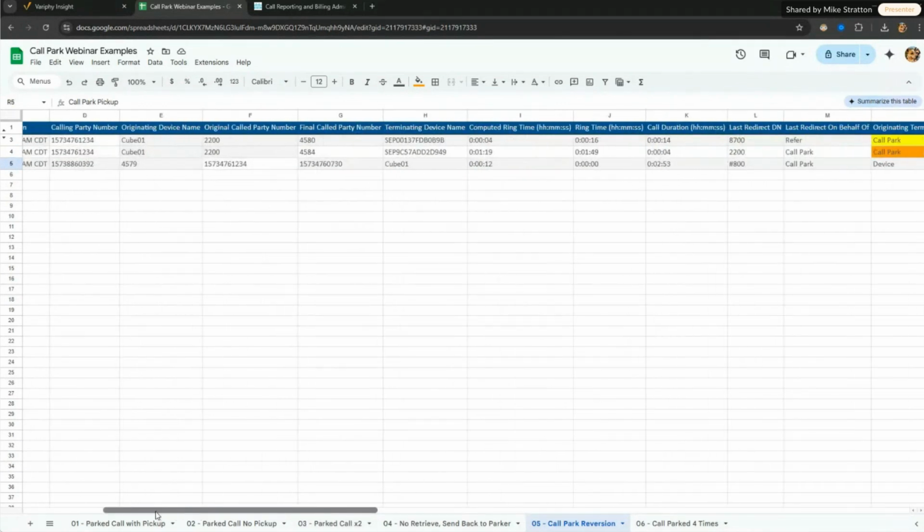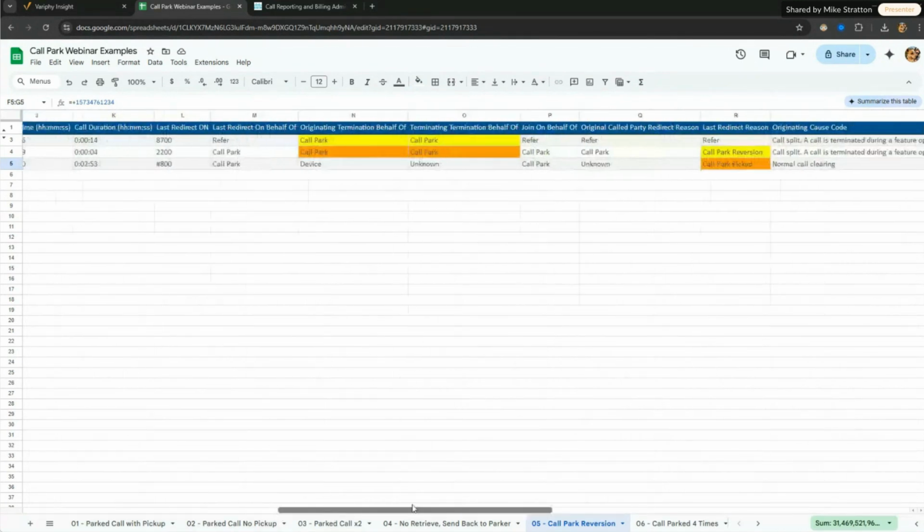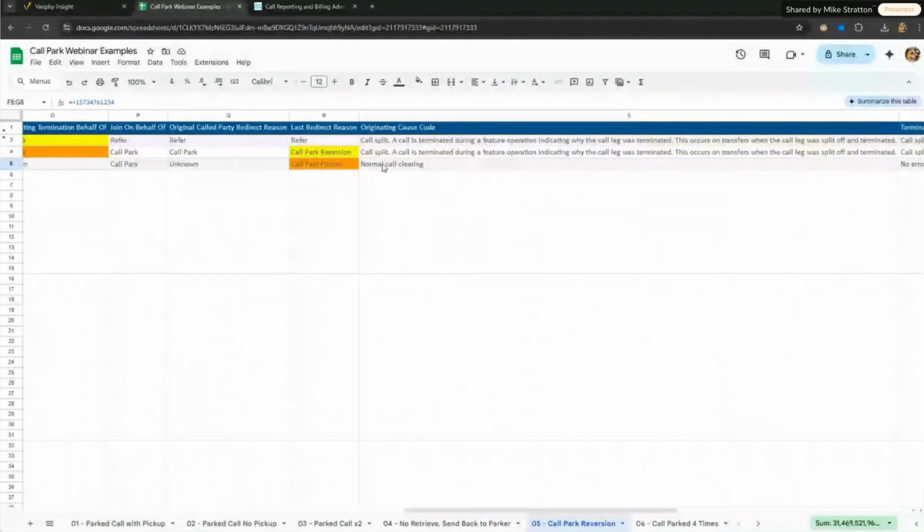We can see that 4759 dialed 800 to retrieve the call. They talked with the parked person, the parkee. And then the call was cleared. Normal call clearing.